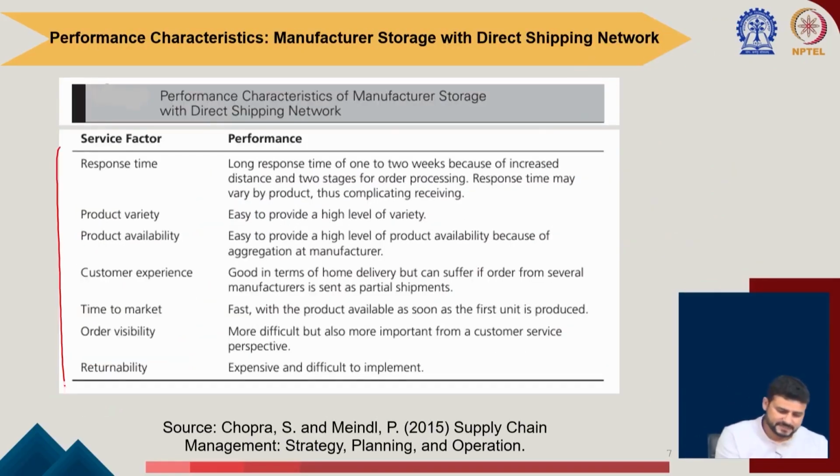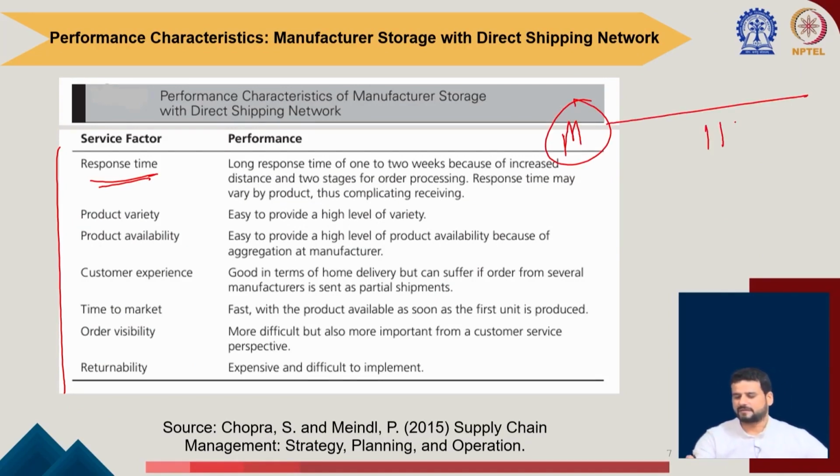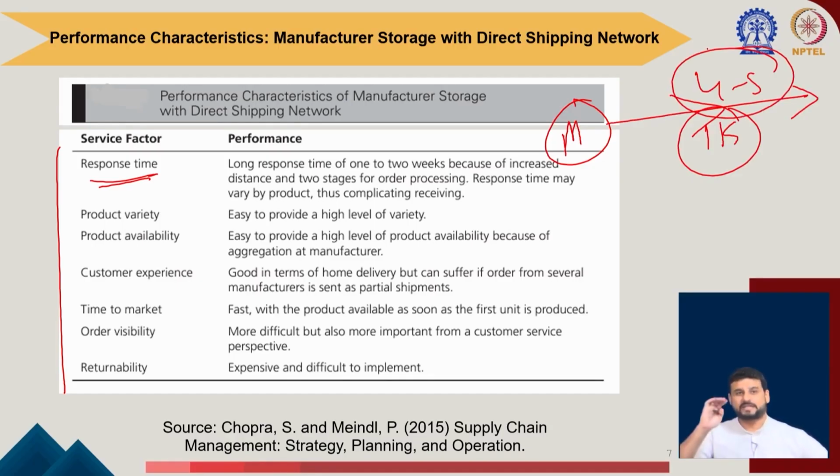Now these are the service aspects when we pick manufacturer storage with direct shipping. Response time will be huge because the manufacturer is here and you are 1000 kilometers away, so this will take 4 to 5 days. So response time is very long in the case of manufacturer storage with direct shipping. Product variety will be very high because there is no retail shop maintaining your inventory. If today you are manufacturing 1000 units, all 1000 units and different varieties are available at one location.